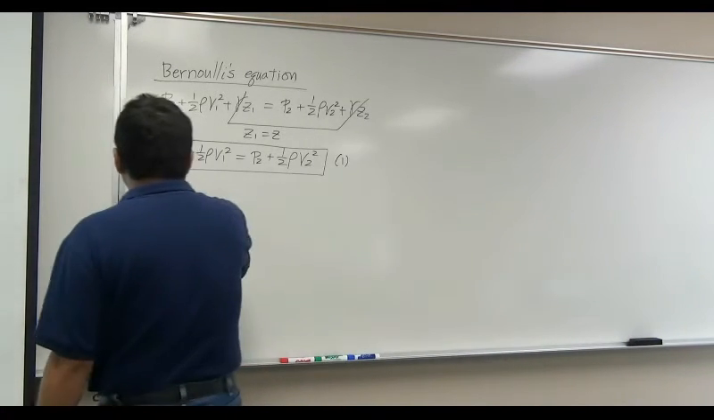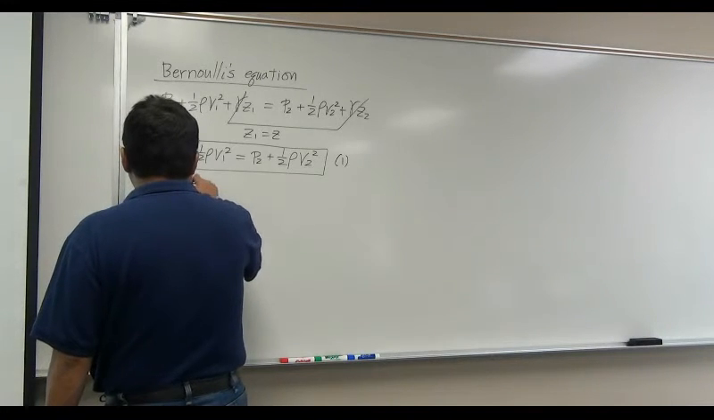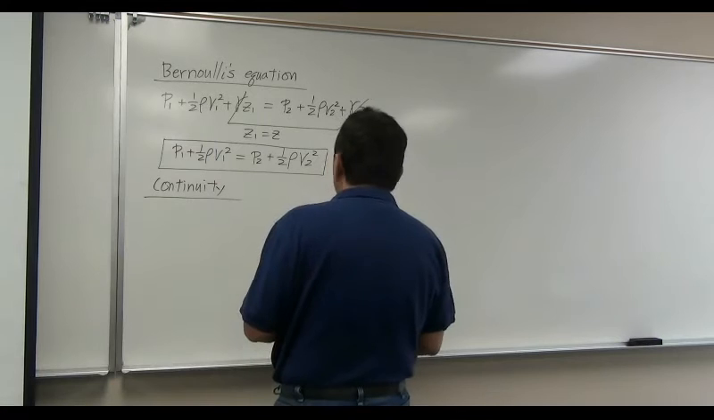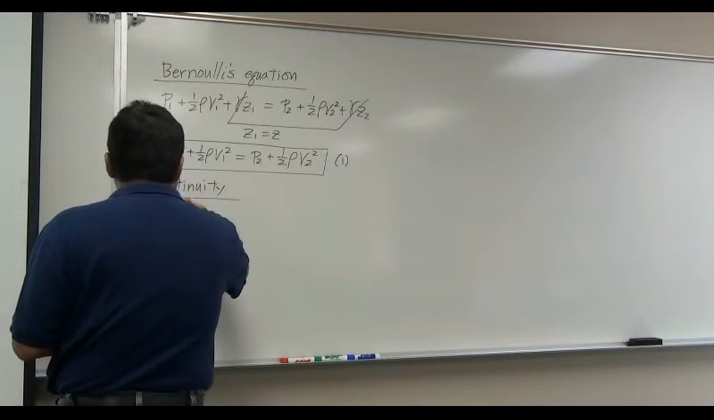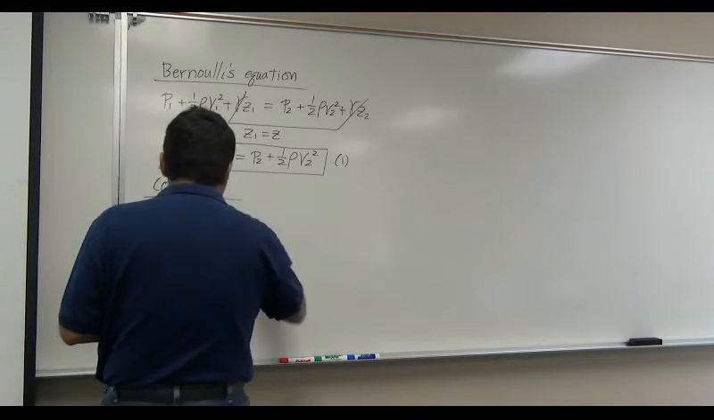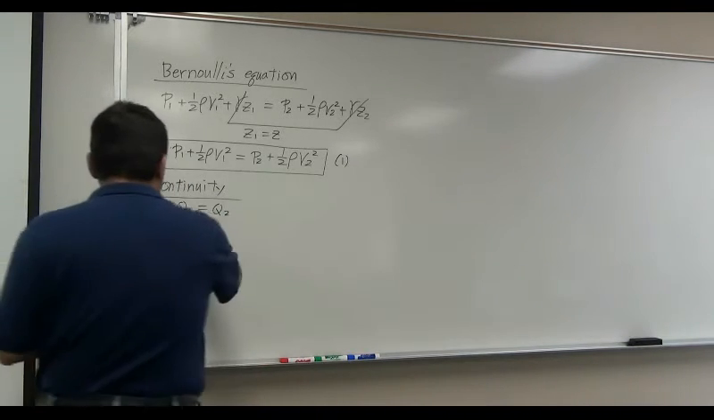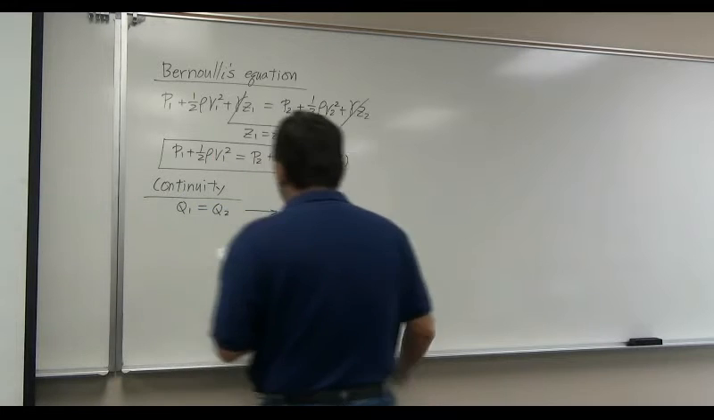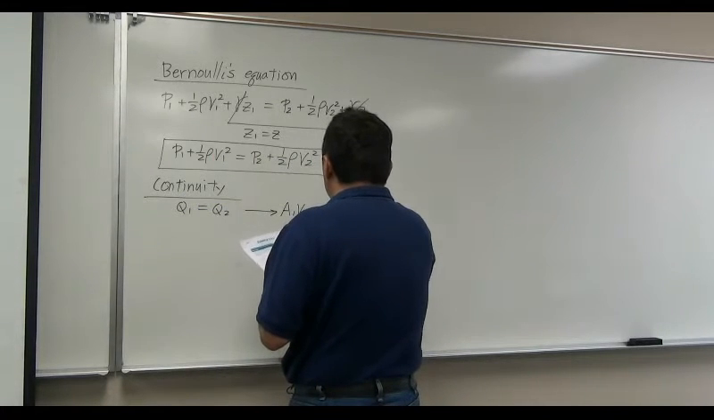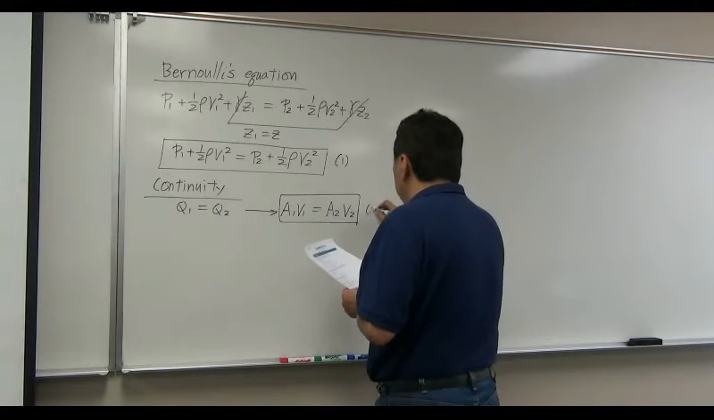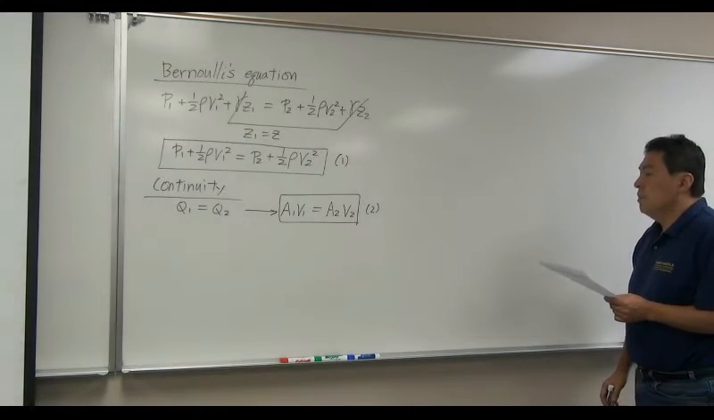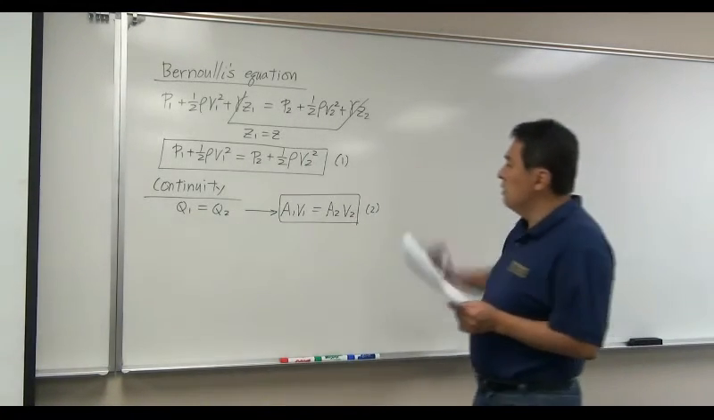Then, of course, continuity. You can apply continuity between point 1 and 2 also. Q1 equal to Q2. In other words, Q is constant throughout. So this gives you cross-section area A1 times velocity V1 is equal to cross-section area A2 multiplied by velocity V2. This is equation 2 coming from continuity. So what we can do is we can combine those two equations.